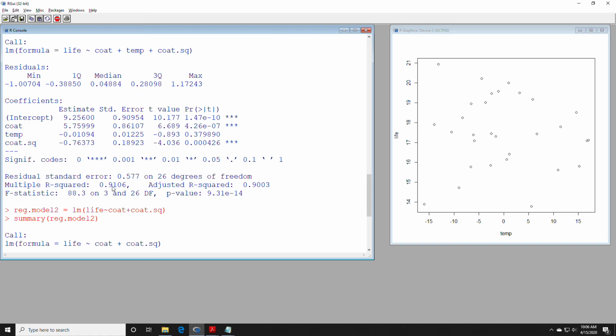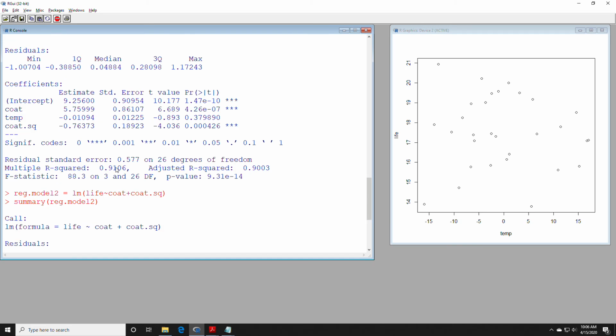So that's a very nice number. Now, when I go down to my next model, my second model where I kicked temperature out, the only possible thing for this to be is the same or smaller. When you have fewer terms, fewer predictors in the model, it's impossible for R squared to increase.